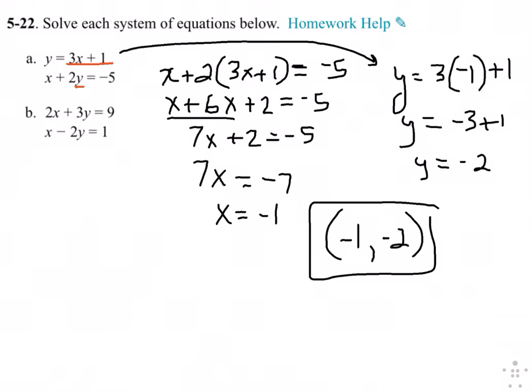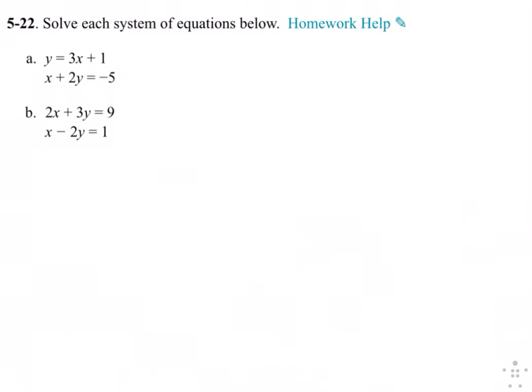Okay, let's do B. Make some space here. B looks like a good candidate for elimination or substitution. I'm going to change the bottom equation, so the top stays the same, 2x plus 3y equals 9. I'm going to change the bottom one to be x equals 2y plus 1, right? Add 2y to both sides.